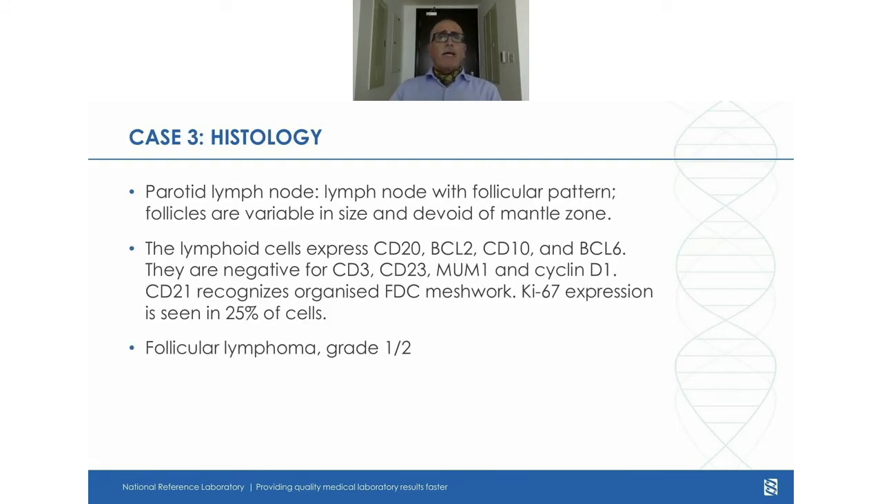So the histology in this case, and I won't run the poll, was a lymph node with the follicular pattern, and the histology suggested follicular lymphoma grade 1-2. So we were caught on this case, and it just shows you how the sampling and the amount of material has to be representative of the lesion.